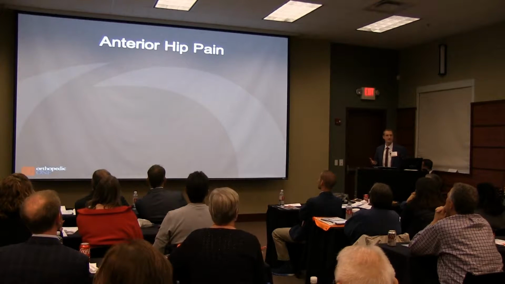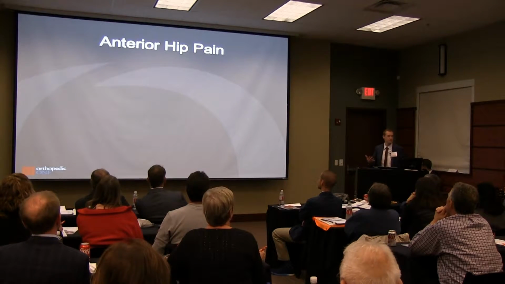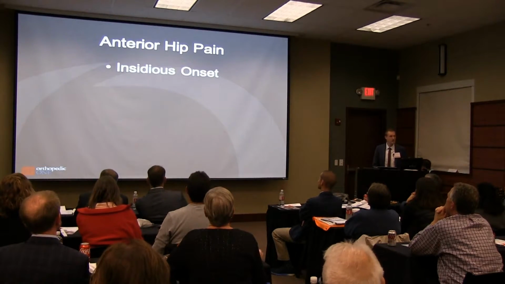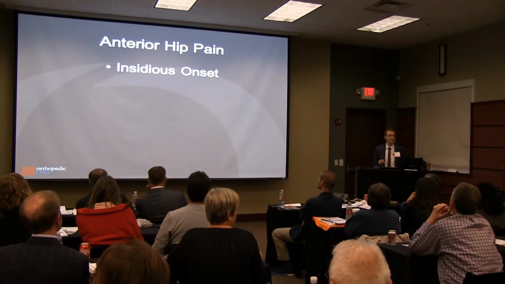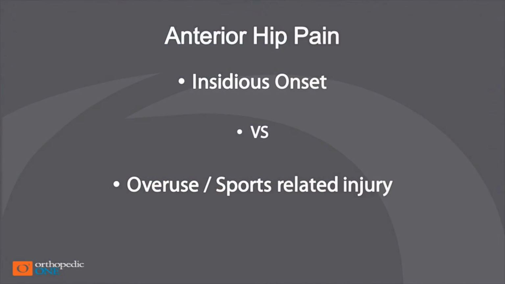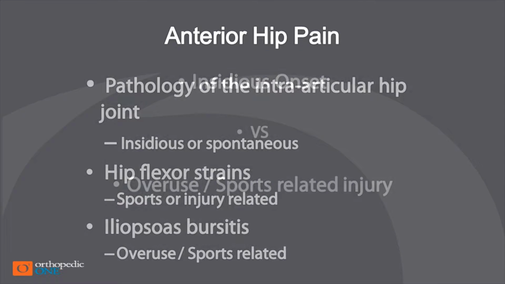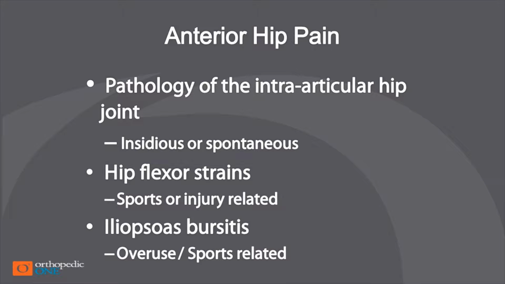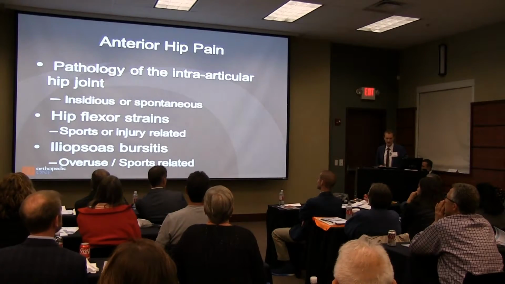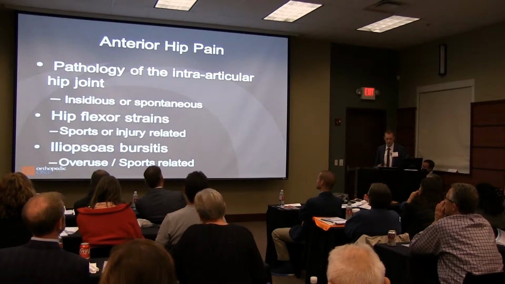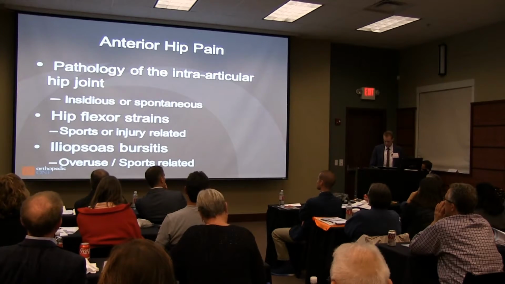So we're going to start with anterior hip pain. When a patient points to the front of the hip, what's important in the history is to figure out whether this is more of an insidious onset type of pain, or more related to sports, an acute process, overuse, and related to activity. Anterior hip pain can generally be broken down into three things: pathology of the actual hip joint, the intra-articular space, which we'll go through, hip flexor strains, which we'll go through as well, and iliopsoas bursitis.